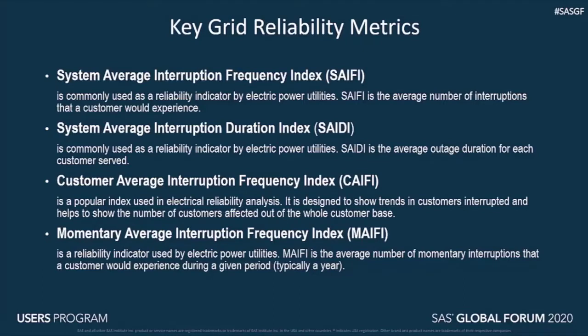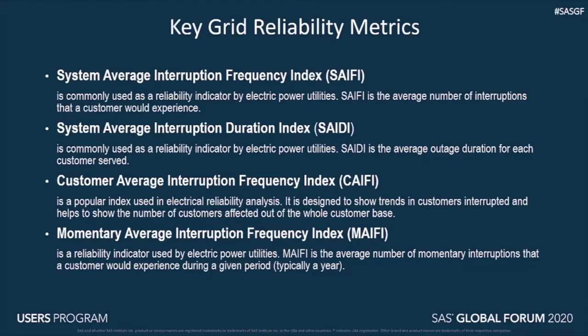The System Average Interruption Frequency Index is the average number of times that a system customer experiences an outage during the year. Once an outage occurs, the average time to restore service is found from the Customer Average Interruption Duration Index. And the last index we are highlighting here is the Momentary Average Interruption Frequency Index, the average number of momentary interruptions that a customer experiences during a given period of time. Momentary interruptions are generally less than 1 minute. There are other indexes used as well, but these are the ones that we are highlighting today.